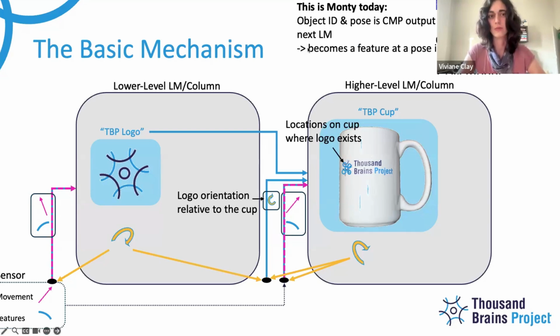So object ID and pose are the CMP output of a learning module, and they become the input of the next learning module. As they become the input of the next learning module, they get processed exactly the same way as this input gets processed, which means that the object ID becomes a feature at a pose in the higher level learning module. And so this is how Monty is today.